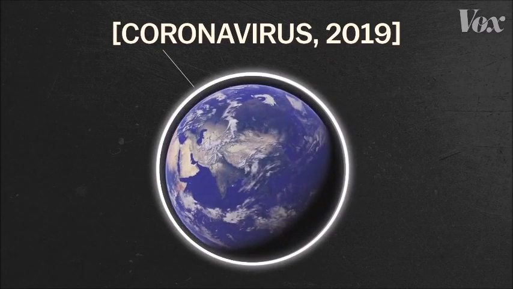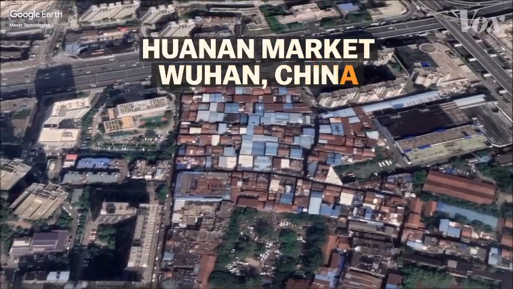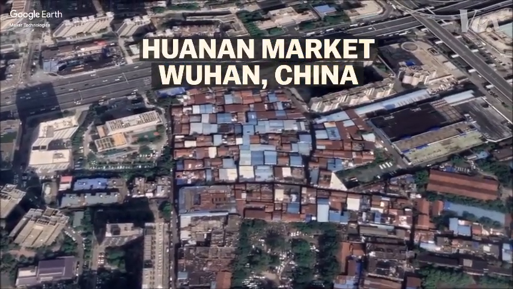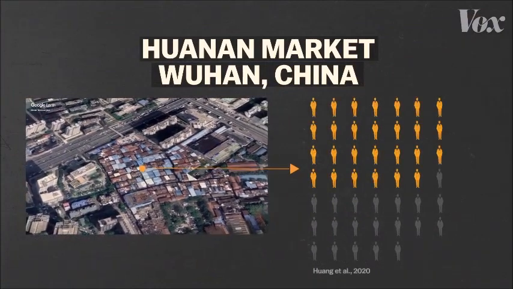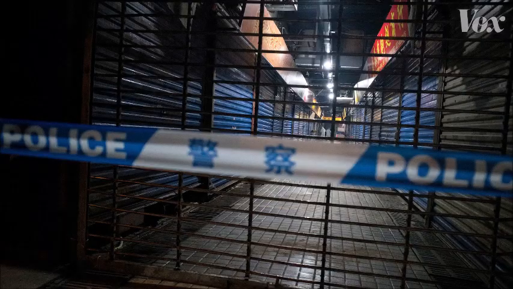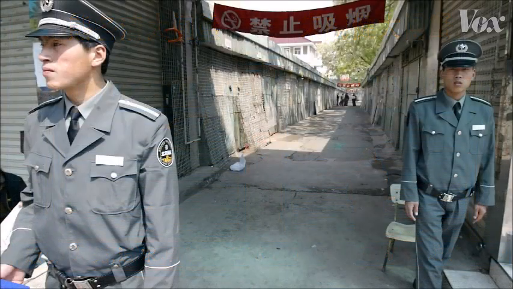When they tried to trace its origin, they found a likely source: this food market in Wuhan. Out of the first 41 patients, 27 had been here. It wasn't conclusive evidence, but Chinese officials quickly shut down the market. They had seen this happen before at a place just like this.